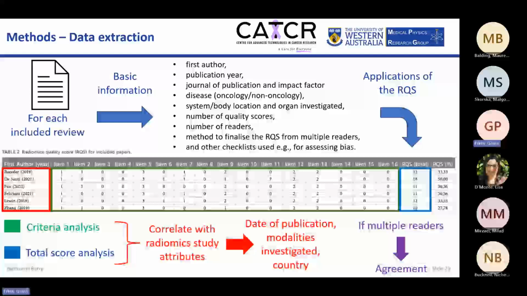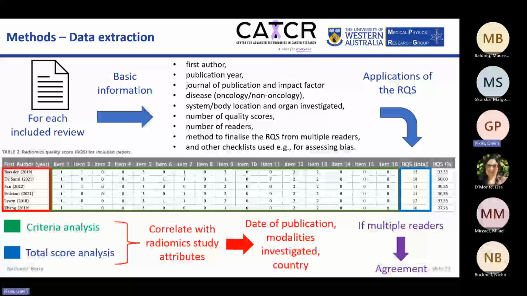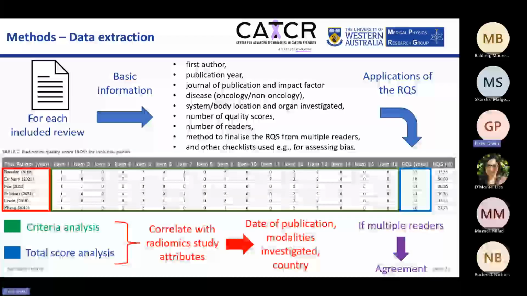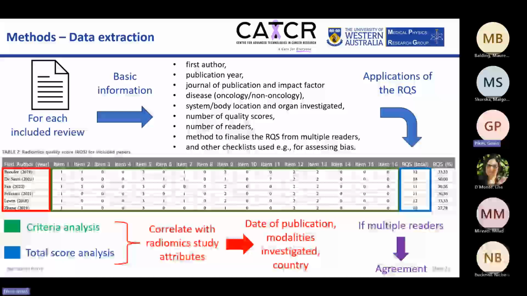So this is a bit of a busy slide, but the table in the middle is what you might see from a systematic review. They will include their papers, as you can see in red, and then they will apply the 16 criteria of the radiomics quality score in green, and then those will just be summated to provide the final score in blue. And so that's the score I was interested in.